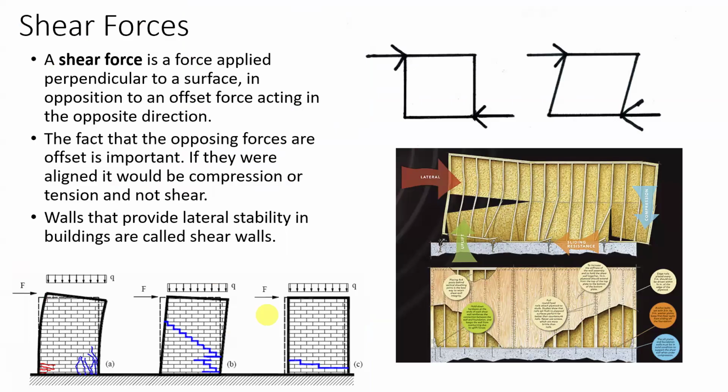Okay, now we're going to talk about another force that impacts beams. And so we talked about tension and compression. Compression is pushing, tension is pulling. We talked about bending, which is a combination of tension and compression. Now we're going to talk about shear.